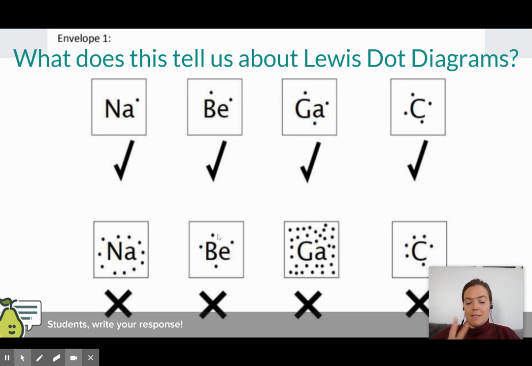We can check this with beryllium. Beryllium is in the second column. It has 4 total electrons. So it is incorrect down here with its full 4 total electrons being drawn, but it's correct with its 2 valence electrons being drawn.